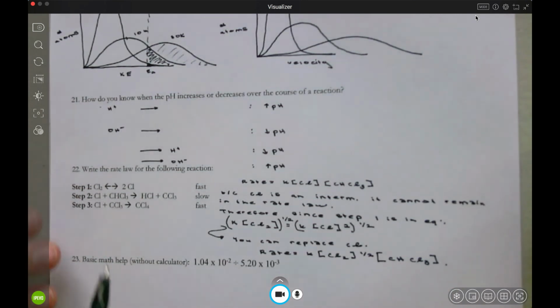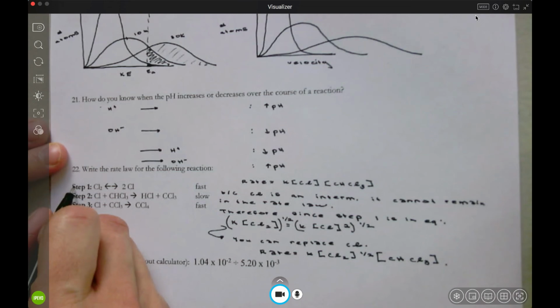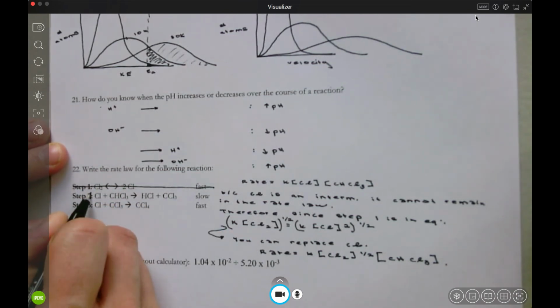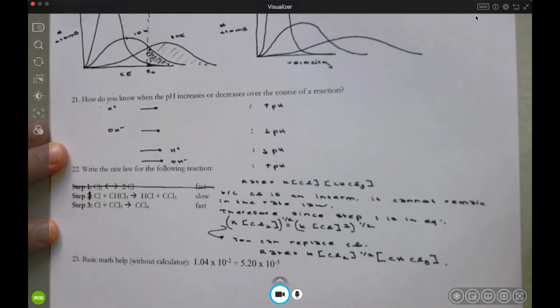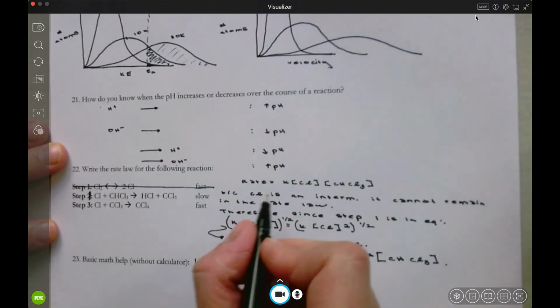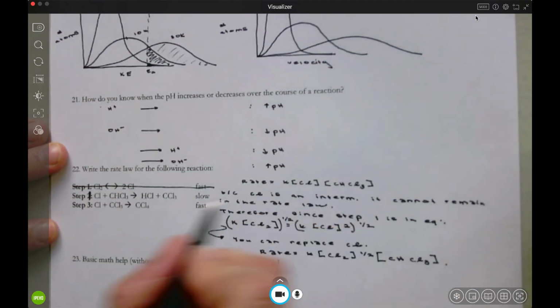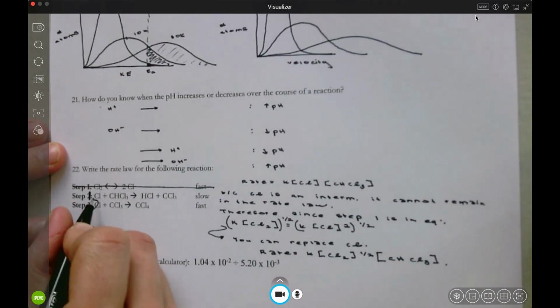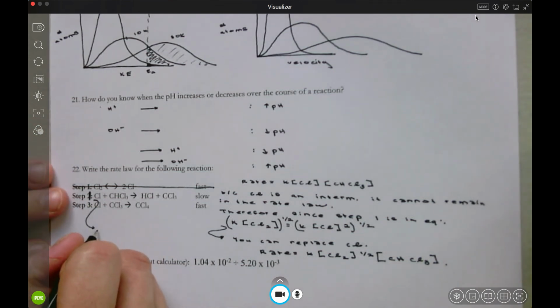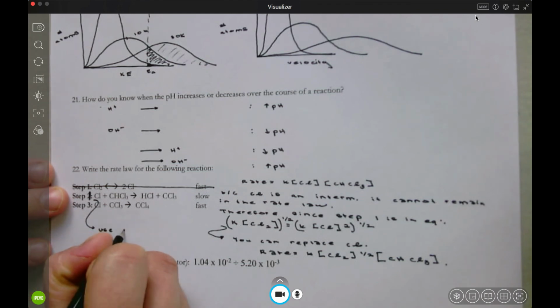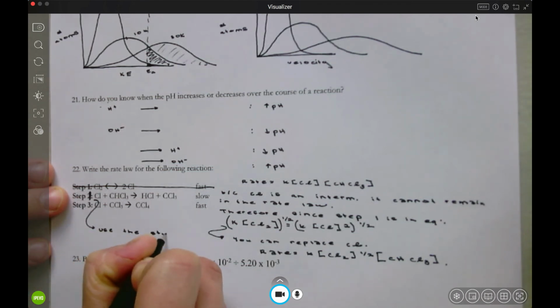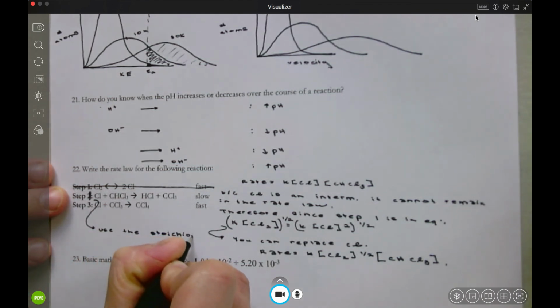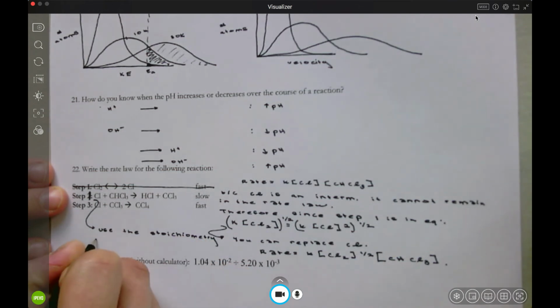Okay. If you were just given, let's say, for example, I'm going to change this problem. What if this were step 1? And they said, what is the rate law? Then I would just write out this rate law. That would be my answer. But then if they asked for me to explain, I would say that you used the stoichiometry of the slow step.